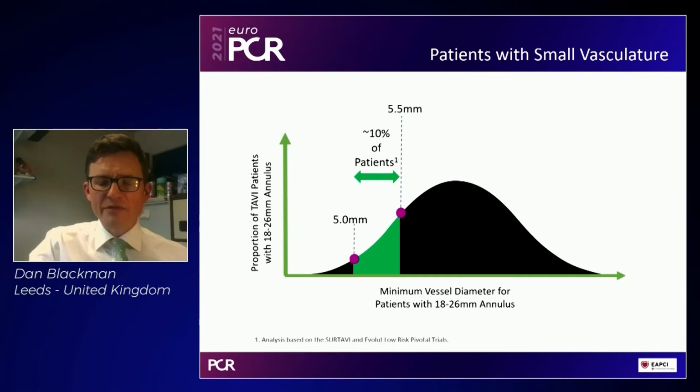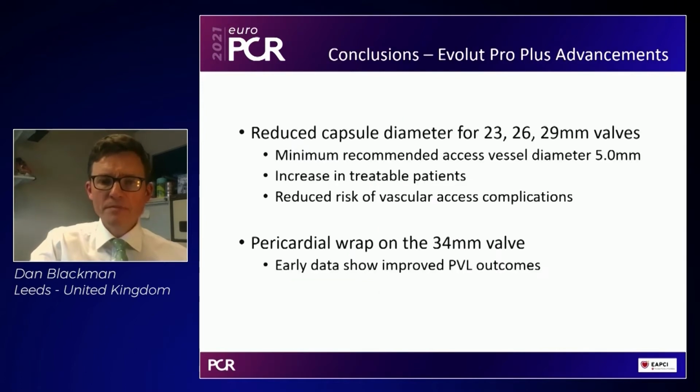Well, these are data from the Evolut low risk and Satavi trials, and they show that around 10% of patients being treated with 23, 26, 29 valves had vessel sizes between 5 and 5.5. These patients previously required the Evolut R system because they needed 14 French equivalent, but now this is another 10% of patients that can benefit from the pericardial wrap in the Pro Plus.